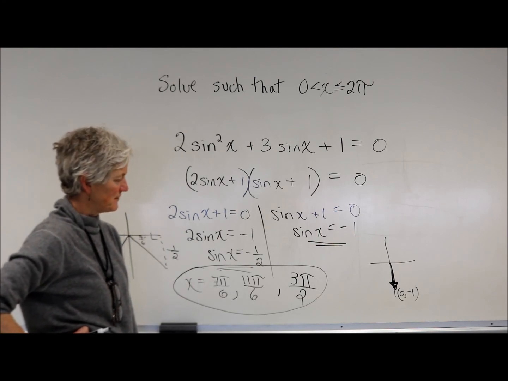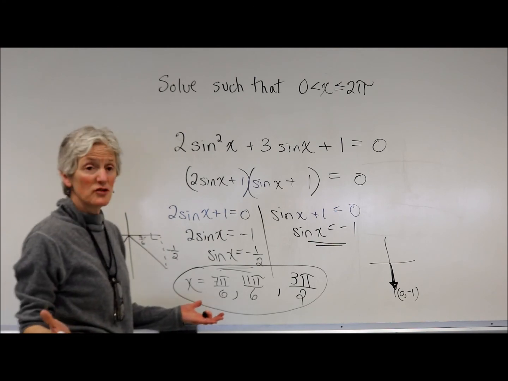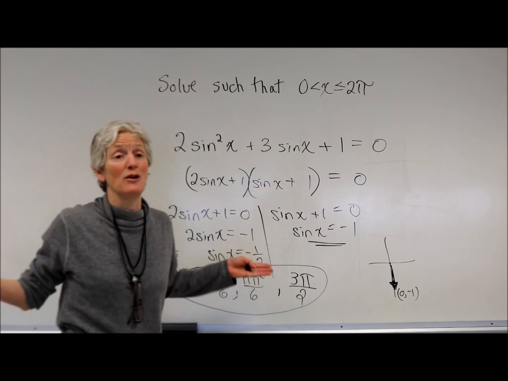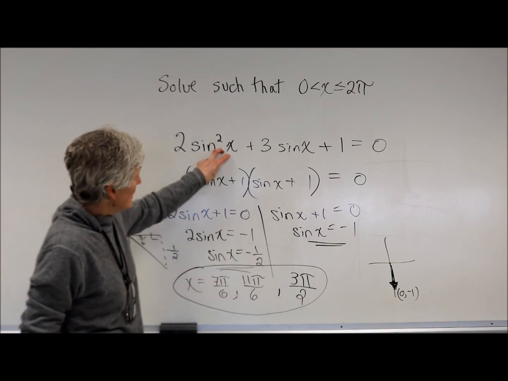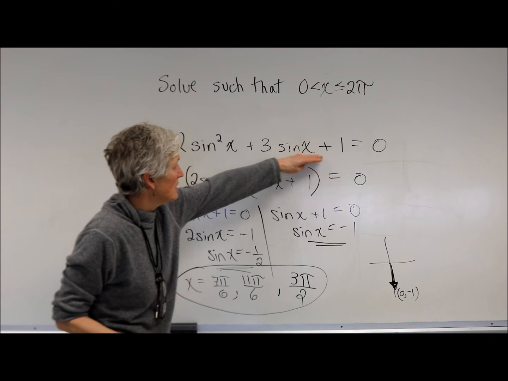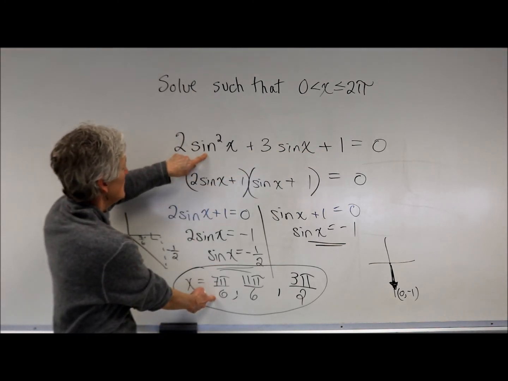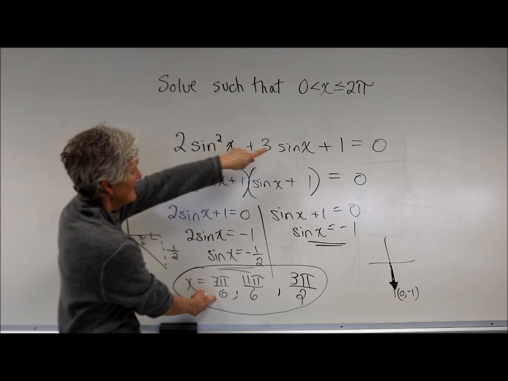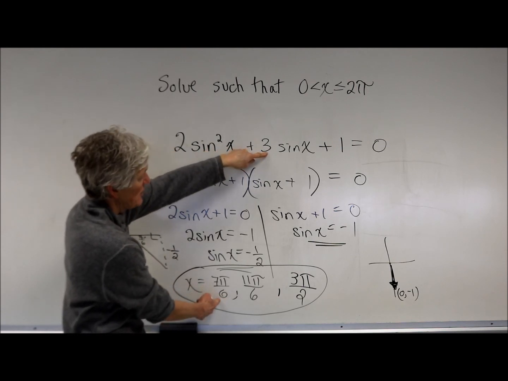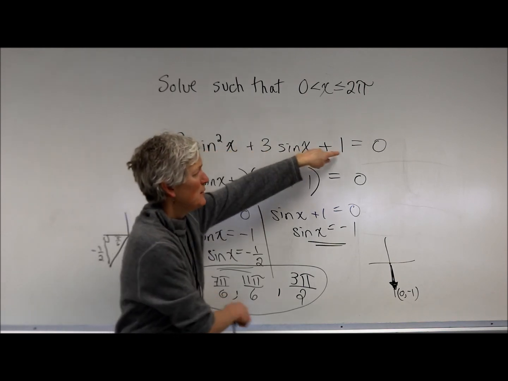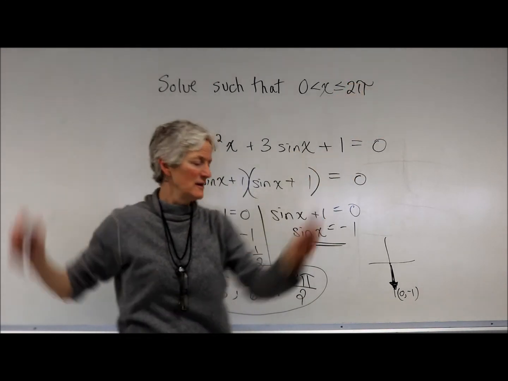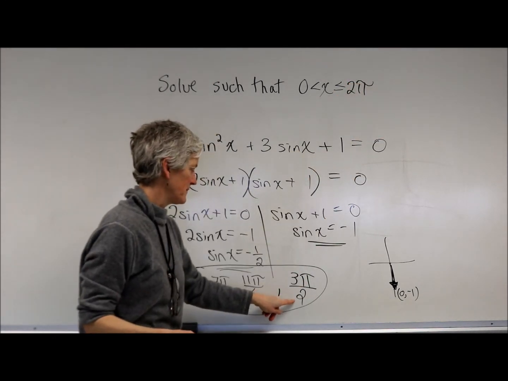Exactly right. Now, of course, I could check these like I can check any equation just by putting each one of these back into the original. If I took the sine of 7 pi over 6 and squared it, multiplied it by 2, added it to 3 times the sine of 7 pi over 6, added 1, I would get 0. Same thing with all of these.